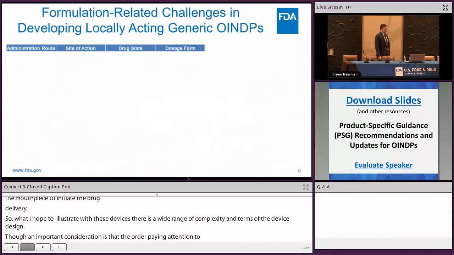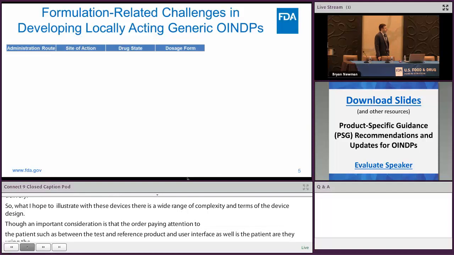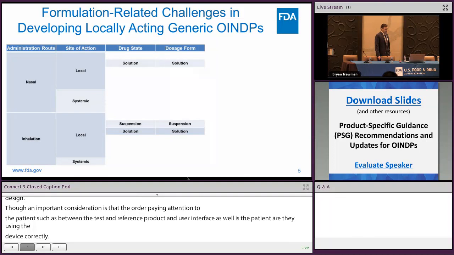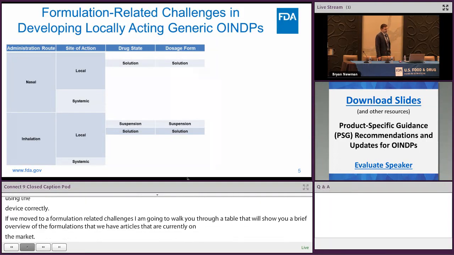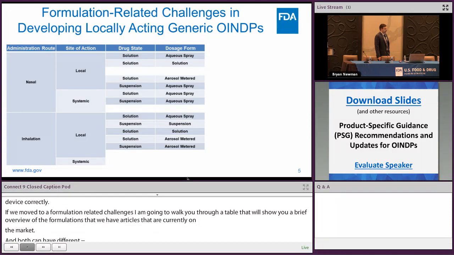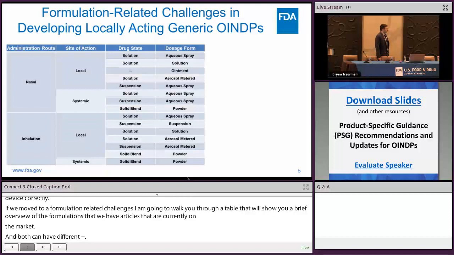Now, if we move to formulation-related challenges, I'm going to walk you through a table that will show you a brief overview of the types of formulations we have for these products that are currently on the market. Of course, we have products that are both for inhalation and nasal route of administration, and both can have systemic and local sites of action. For the inhalation and nasal products, you can also have solutions, you can have suspensions, you can have aqueous sprays, you can have metered aerosols, as well as solid blend powders and even semi-solid formulations.